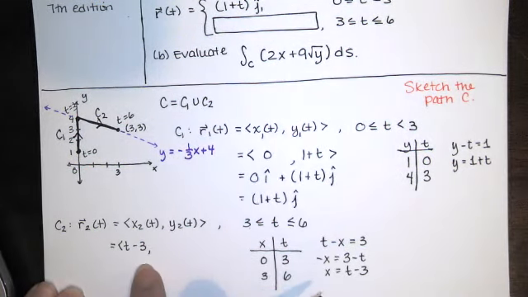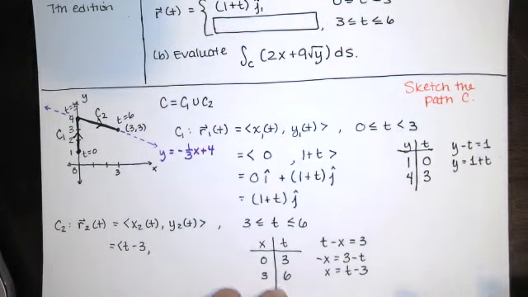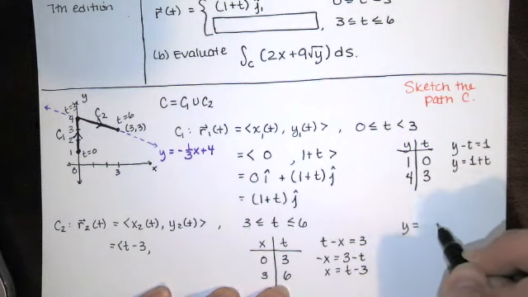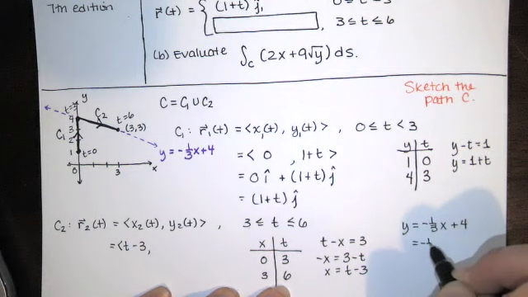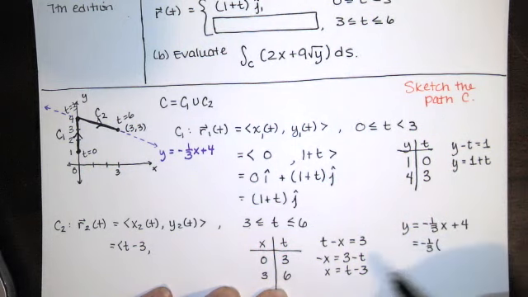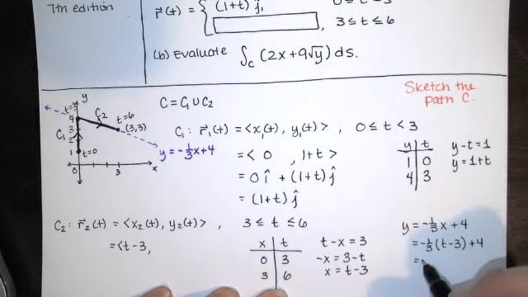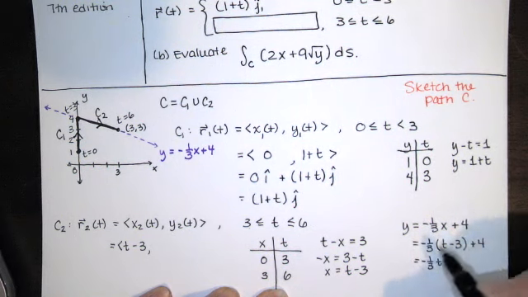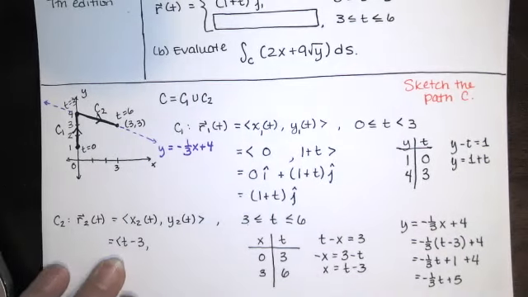Since we already know what x is in terms of t, we can just substitute that in there and we'll get y in terms of t. So we have y equals -1/3 x plus 4. And remember, x is equal to t minus 3, so I'm substituting that in. Distribute the -1/3, and -1/3 times -3 is a +1. We end up with -1/3 t plus 5 for our y value.